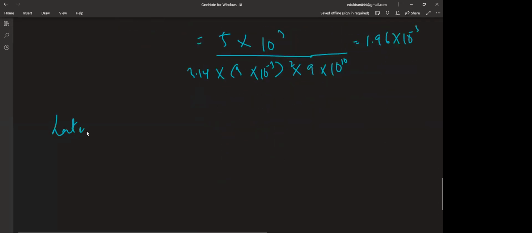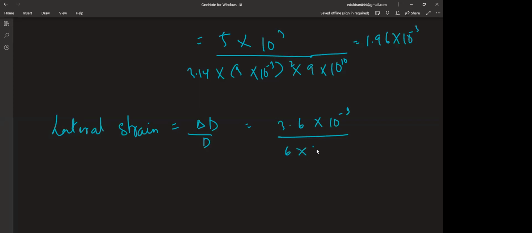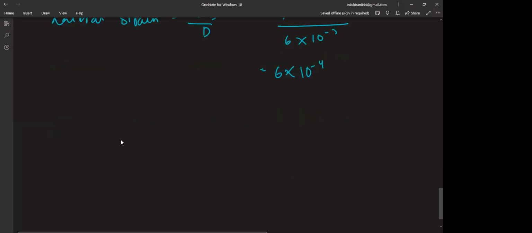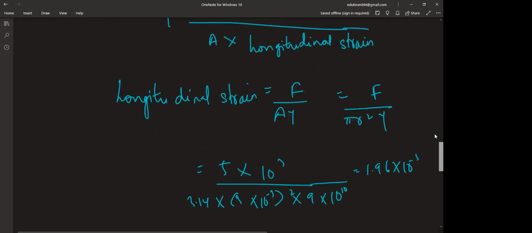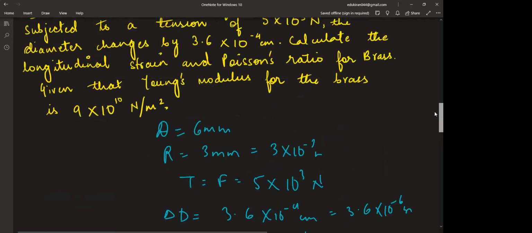So lateral strain is delta D by D, that is 3.6 into 10 to the power minus 6 by 6 into 10 to the power minus 3. So this will be equal to, almost, 6 into 10 to the power minus 4. This is the lateral strain's value. So Poisson's ratio. What is Poisson's ratio? It's the ratio of both of these. That is lateral strain is this. And what was the longitudinal strain? 1.96 into 10 to the power minus 3. When you will solve, you will get this around 0.3. That completes the lesson also. Quickly write down the solution.